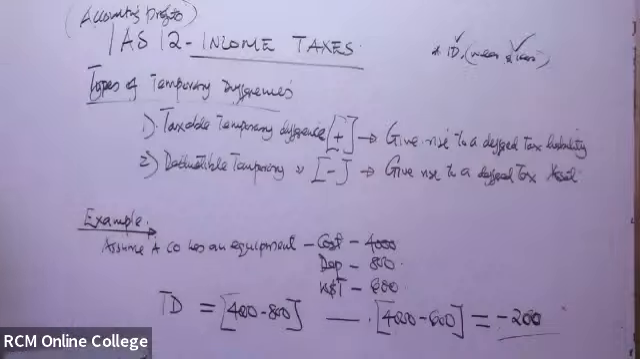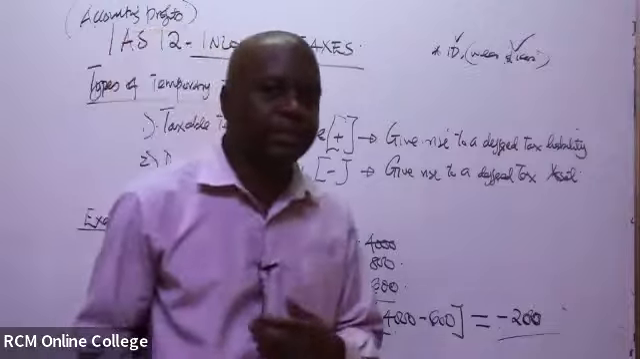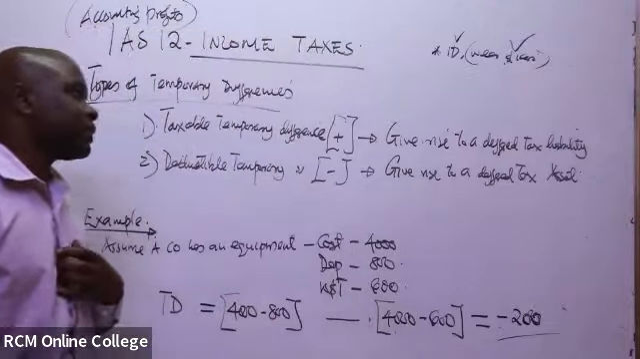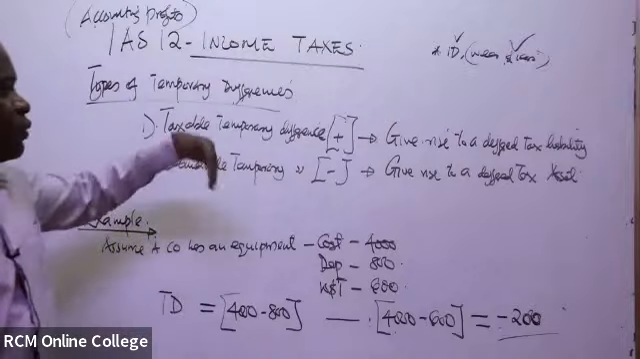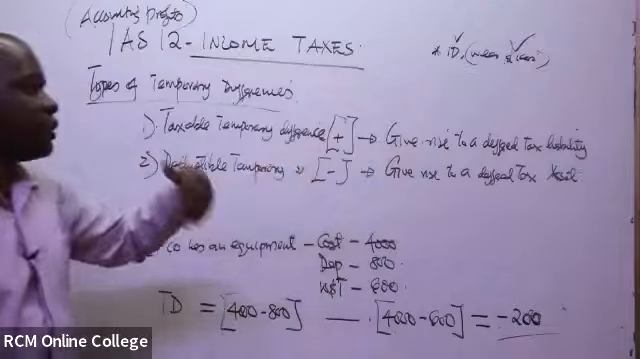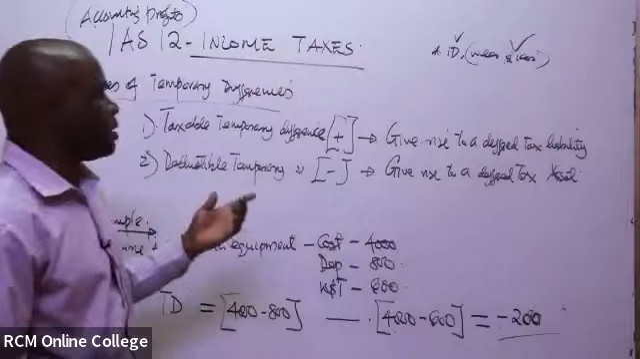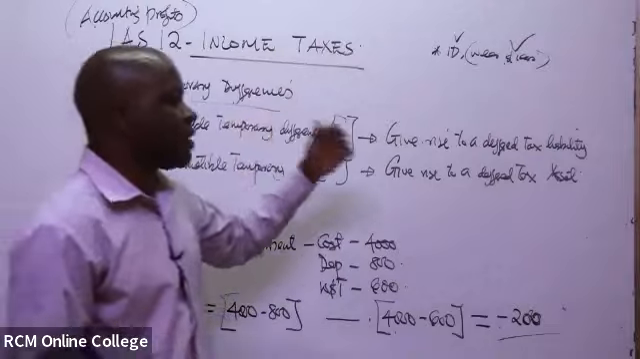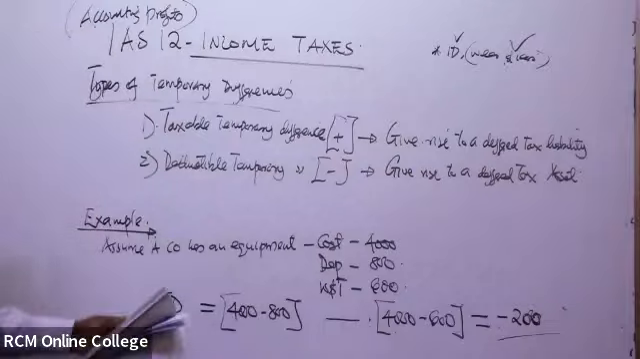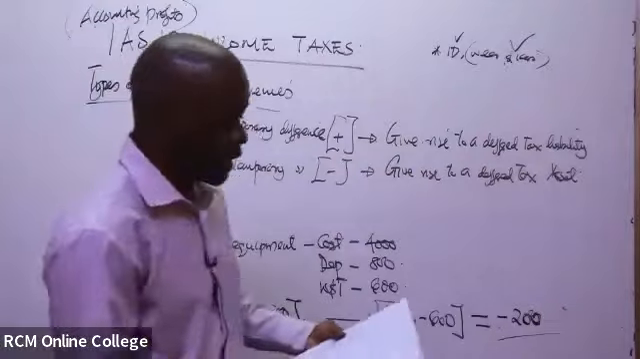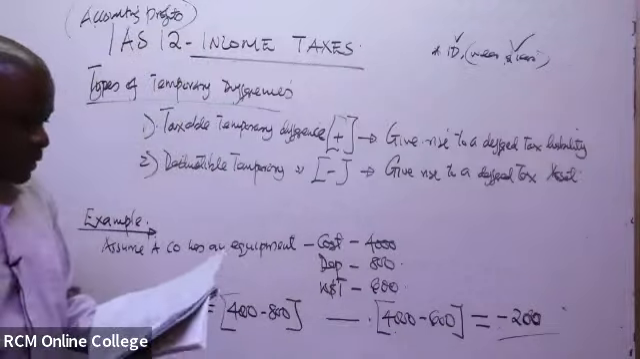So for us to get the deferred tax, we would have been told, for example, that the corporate tax rate is 30%. So we take 30% of the temporary difference, which we've found to be either positive or negative. If it is positive, it will be a liability that we'll end up paying in future. If it is negative, it will be a deferred tax asset that we'll be able to enjoy in future. That is how you arrive at the temporary differences.